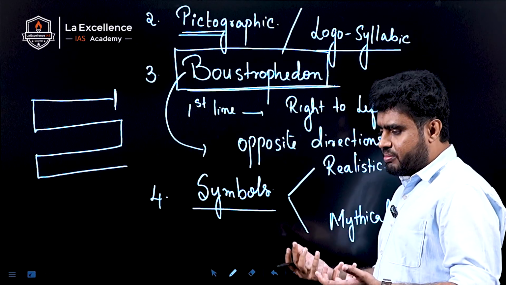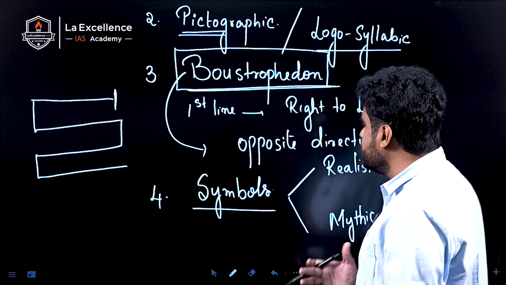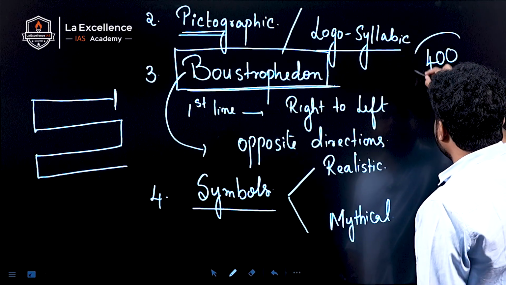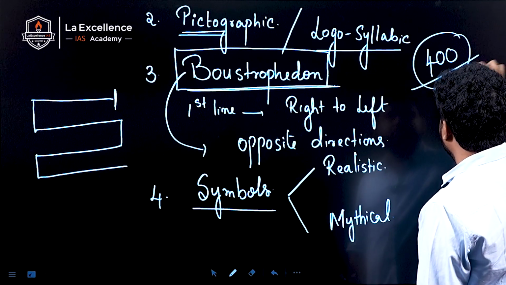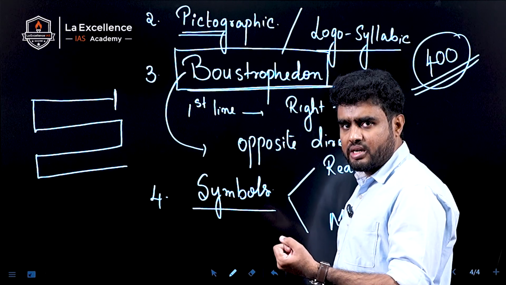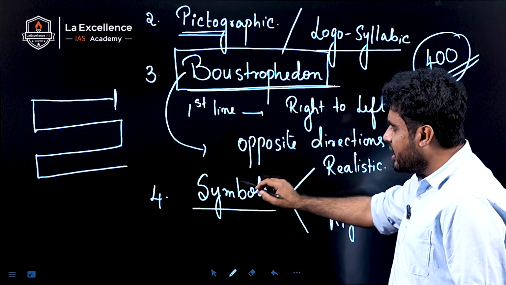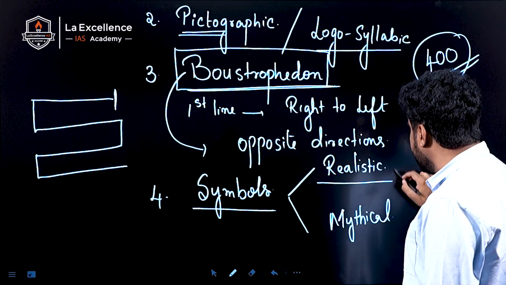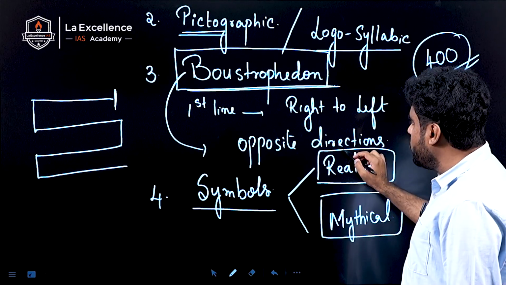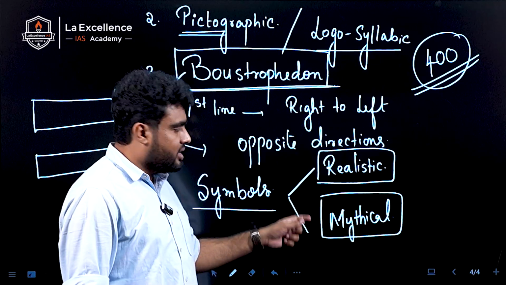Among the various symbols, as on date, according to the latest research, historians have identified that there are approximately 400 symbols related to the IVC script. So the basic symbols of the IVC script amount to nearly 400. Among these 400 symbols, some are realistic in nature and some are mythical in nature. So what is the difference between the words realistic and mythical?